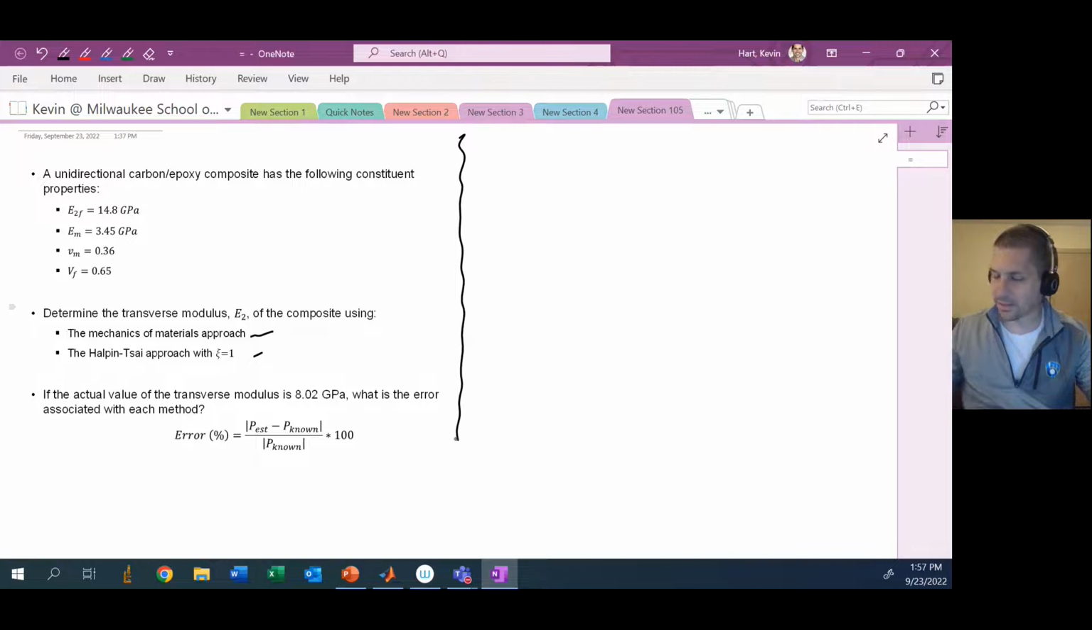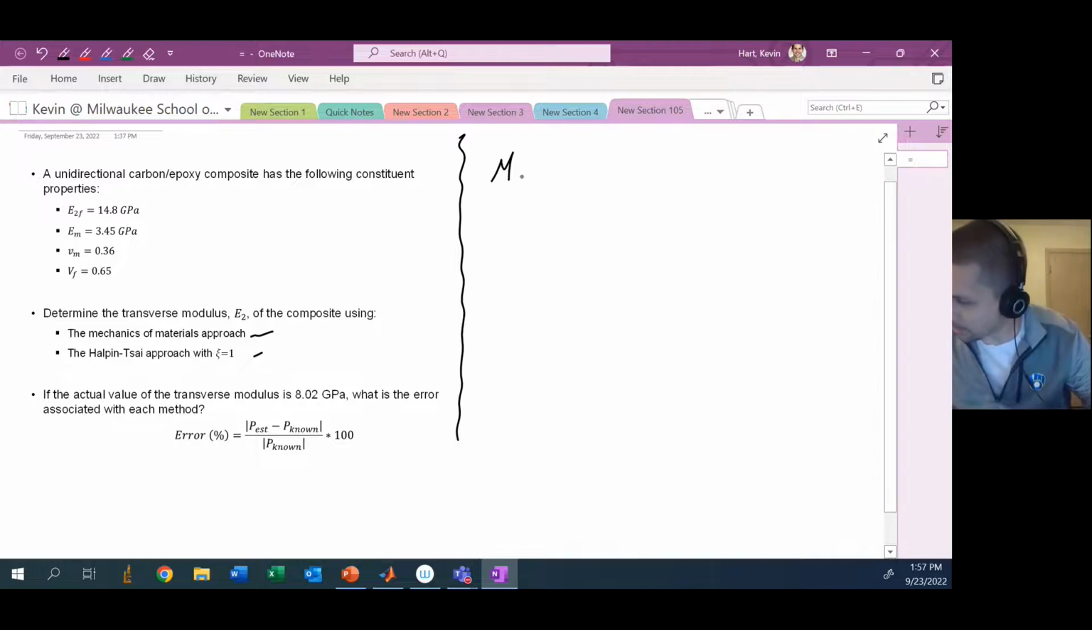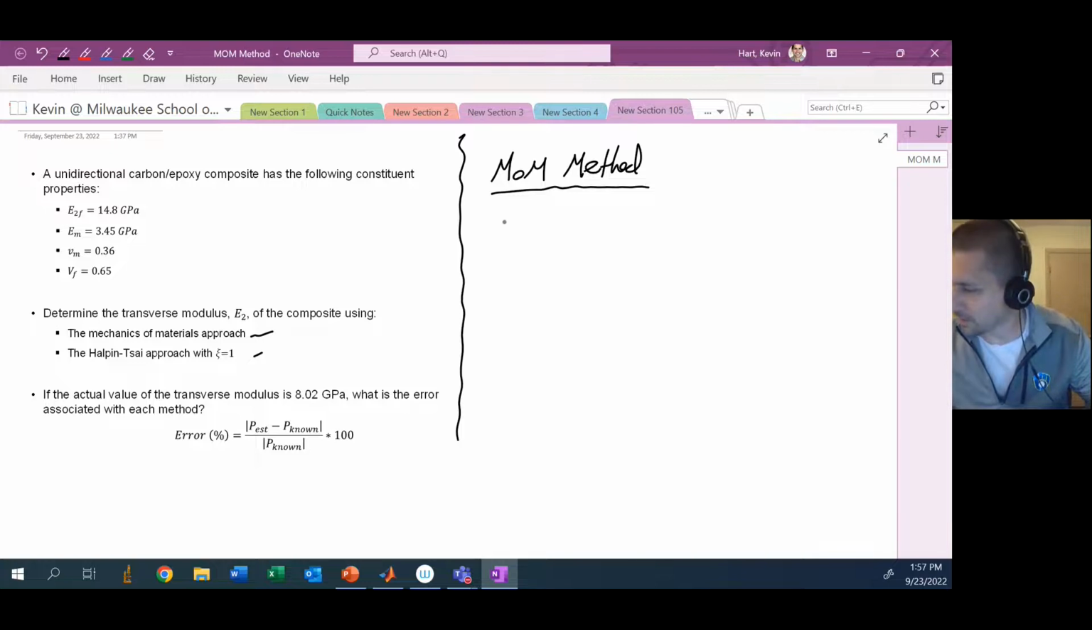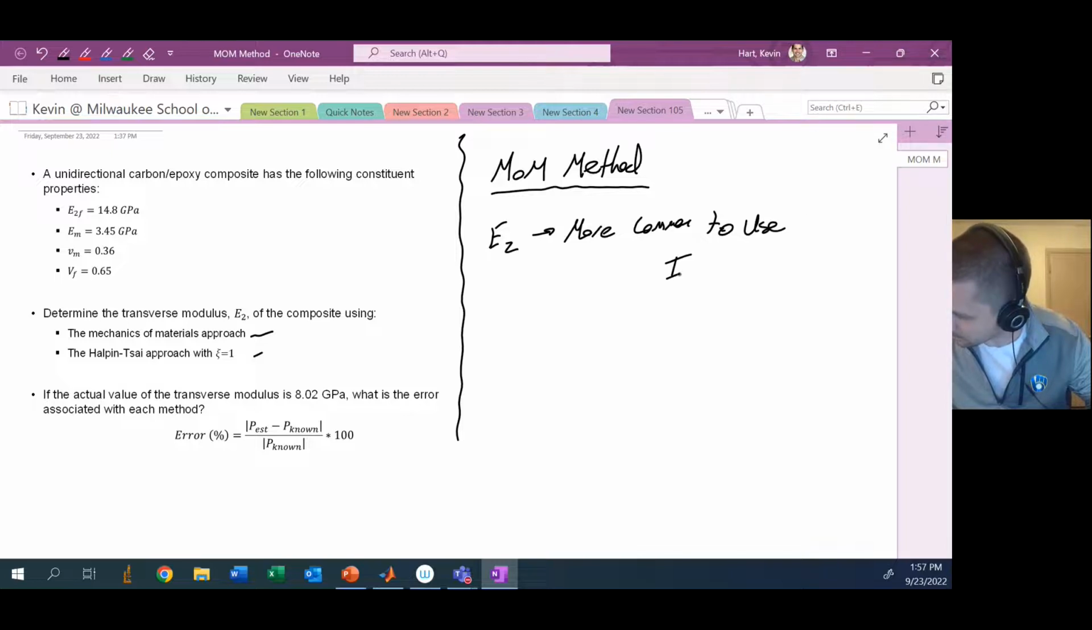First of all, we can just go ahead and go with our mechanics of materials method. And so when it comes to the mechanics of materials method, we have two choices. So let's go MOM, mechanics of materials method. We have the parallel model and the series model, also sometimes called the rule of mixtures and inverse rule of mixtures. So in this case, for E2, it's more common to use the inverse rule of mixtures.